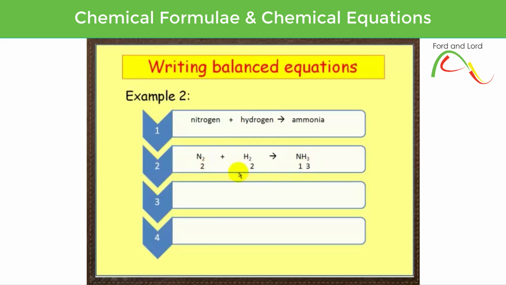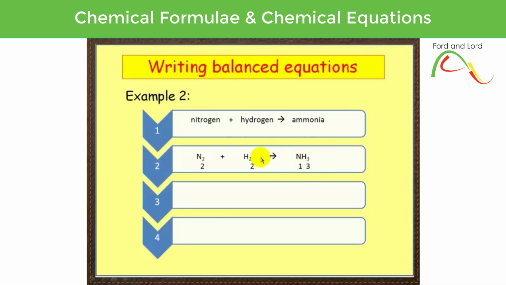Well, we can't change the formula. We need 2 of these. Let's put 2 in there. Okay, imagine a little 2 there. So now we've got 2 nitrogens. But look, we've got 2 there. It makes that 6, doesn't it? Because 2 times 3 is 6.